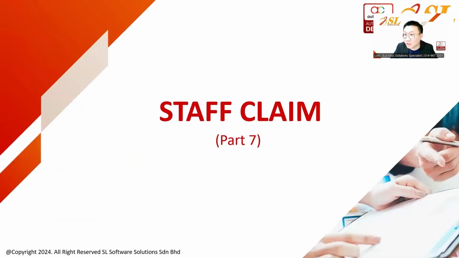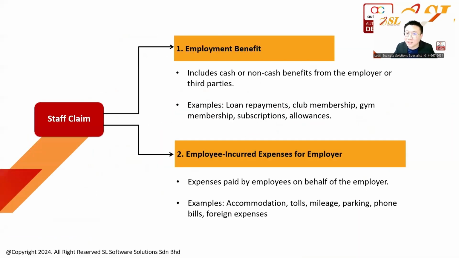Okay, so next is regarding staff claims. Usually staff claims come from two perspectives. One is employment benefits, like when the employee goes to the gym, joins any member club, and so on. For this one, the company pays the staff claim. Another one is employee outstation. Maybe they go overseas, or overseas there is a subsidiary company, so a lot of expenses are paid by the employee. After that, he asks the company to claim back the expenses.